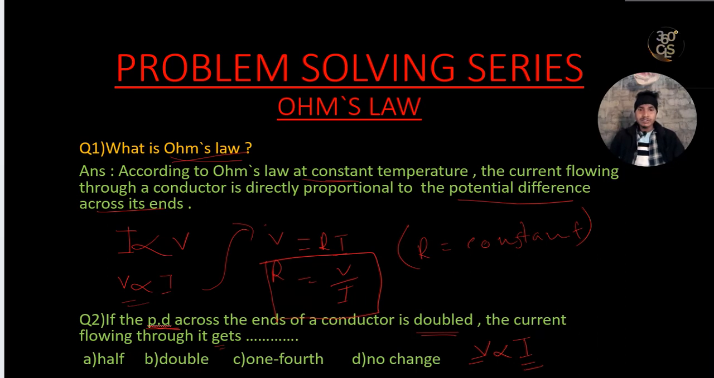So here PD across the ends of a conductor is doubled. If V becomes 2 times, then our I will also become twice. So it is double. Okay, so the answer is double.